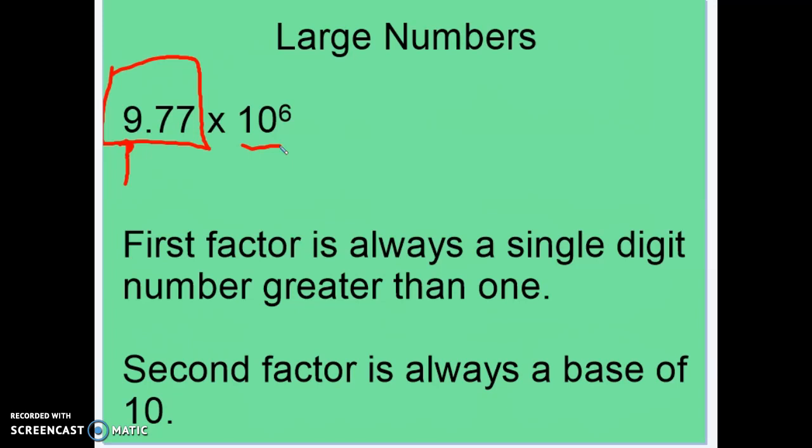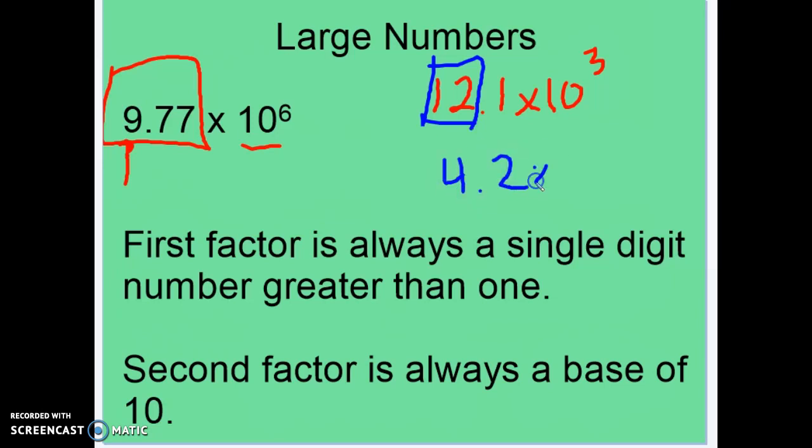So if I had something that looked like this, 12.1 times 10 to the third, that would not be scientific notation. And the reason for that is because I have more than a single digit to the left of my decimal. You have to have a single digit. If I have something like this, 4.2 times 8 to the fifth, this is also not scientific notation, and the reason for that is my base in my second factor is not 10. That number right there has to be a 10.